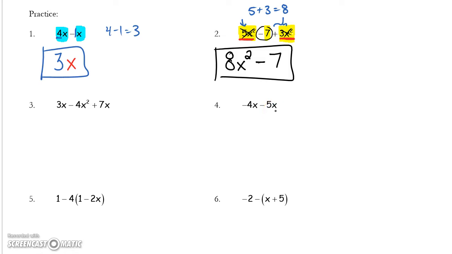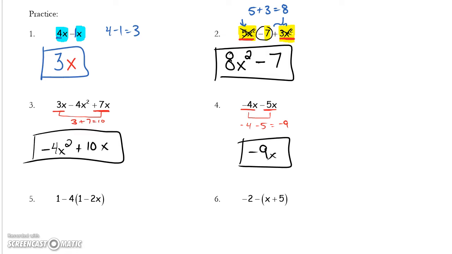But try to do number 3 and number 4, and after you're finished, unpause it and check your answers. So our final answers should be negative 4x squared plus 10x on number 3, and negative 9x for number 4. Quick explanations as to why.